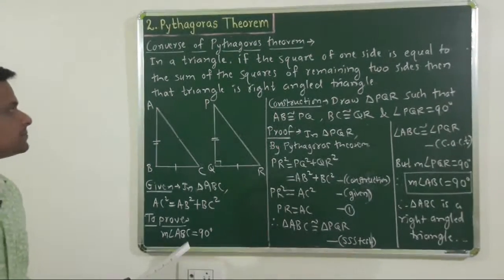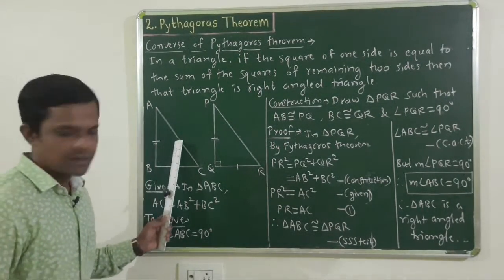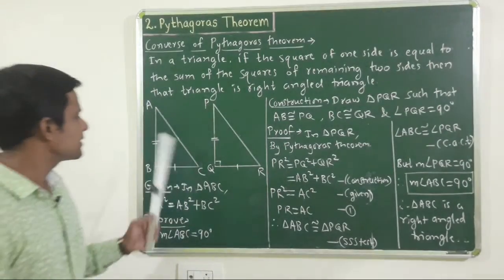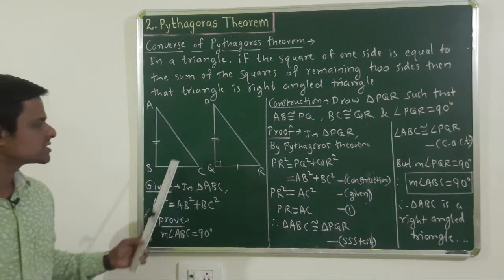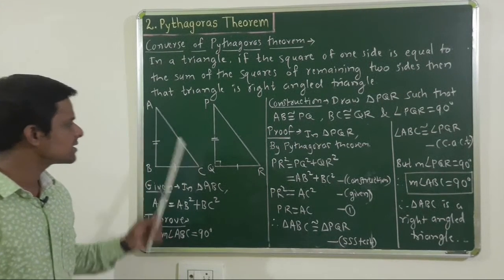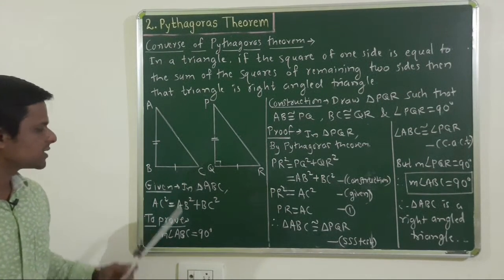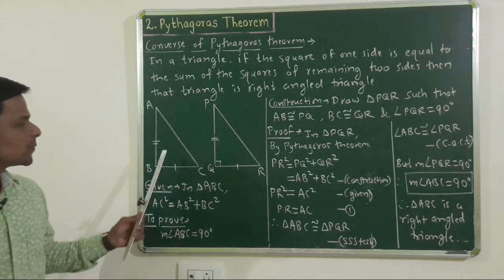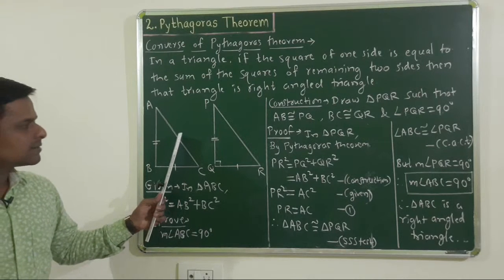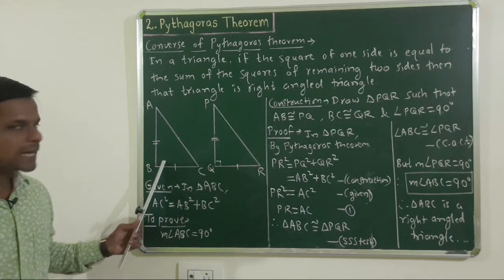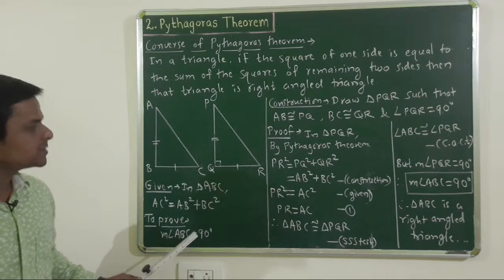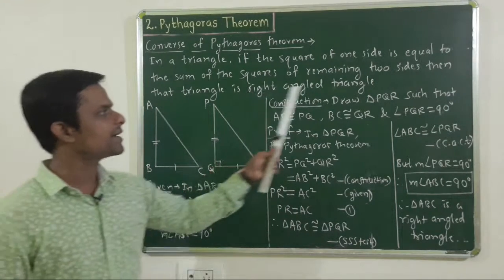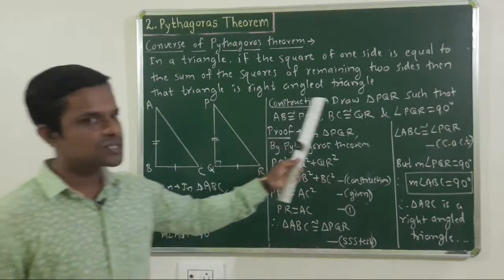See once again, what is given? There is one triangle given, that is triangle ABC. Now in triangle ABC, one relation is given about their sides, that is square of one side is equal to sum of squares of remaining two sides, that is AC square is equal to AB square plus BC square. This is given, and we have to prove that the angle opposite to that first side, AC, that is angle ABC, is equal to 90 degree. Means we have to prove that triangle ABC is right angle triangle. For that, construction is very important.